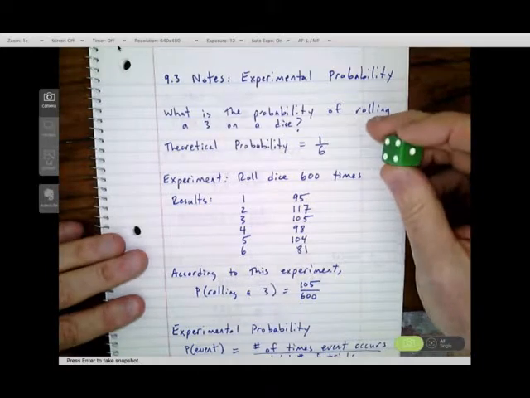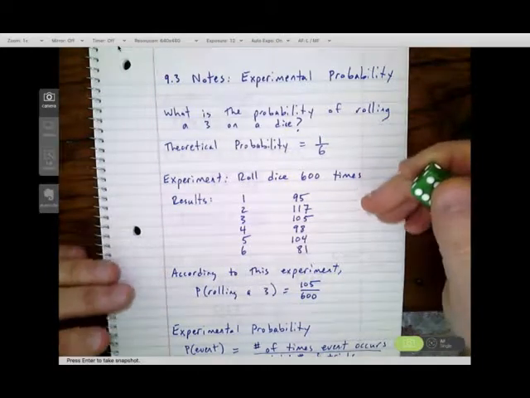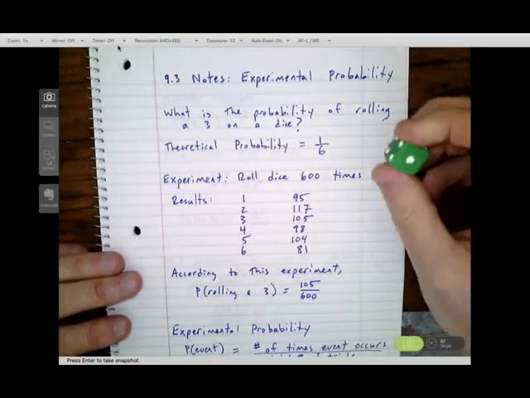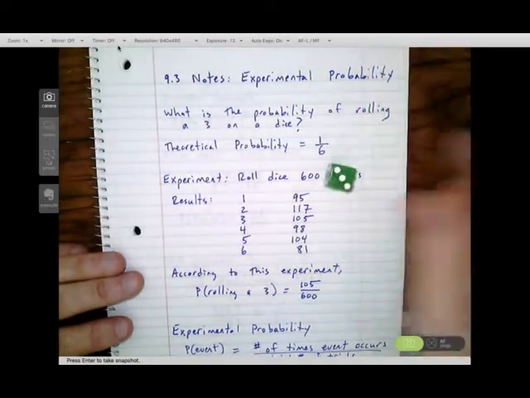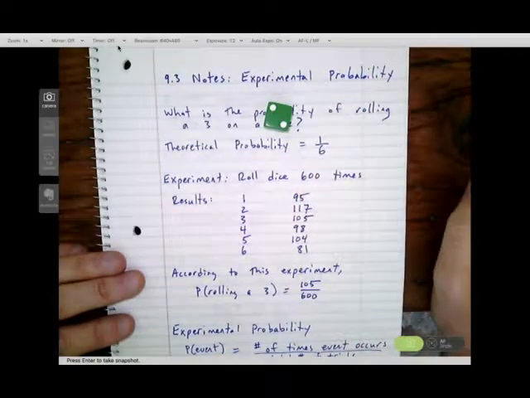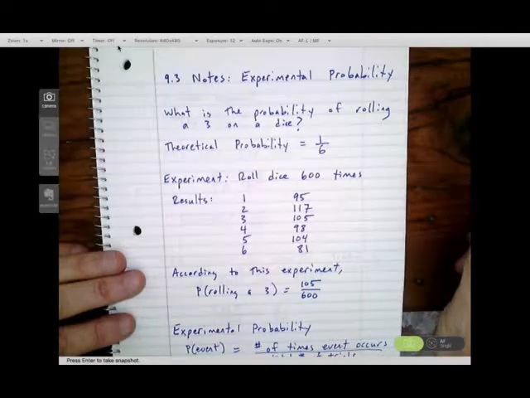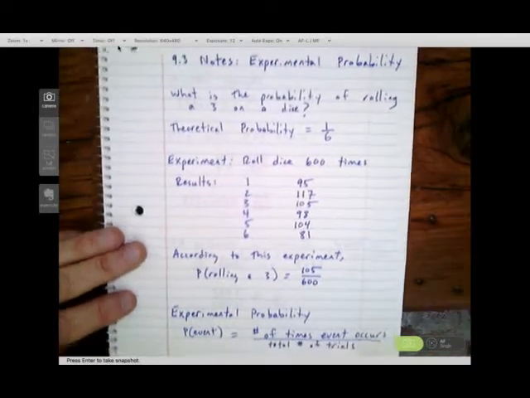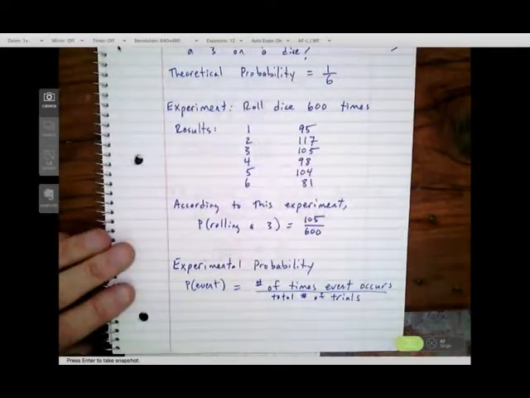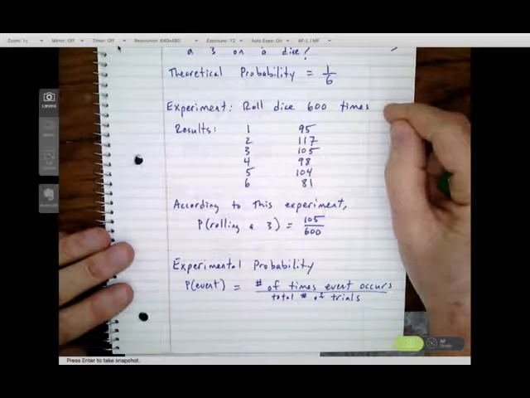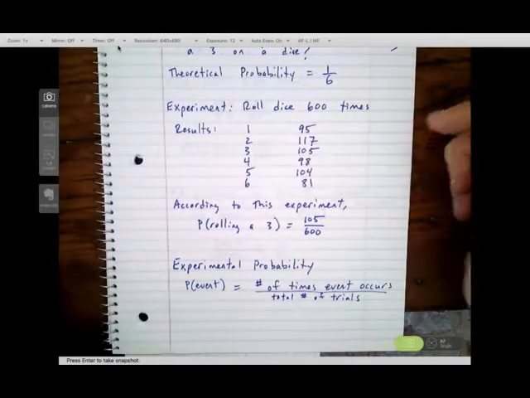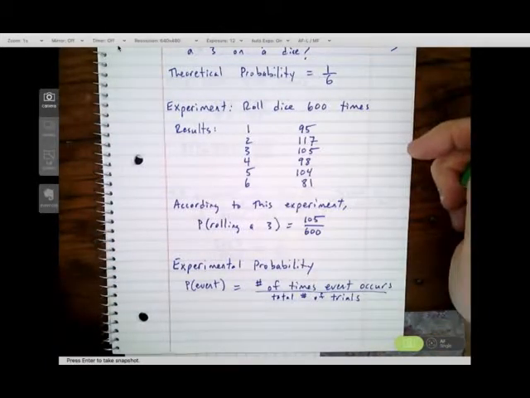But let's say you want to actually do an experiment, or you want to actually see if that's true, or if you want to test one particular dice and see if it works out to be what you would expect, which is 1/6 for rolling a 3. What you could do is a little experiment. You could roll a dice 600 times. I know that's a fair amount, but if you had some help, it wouldn't take too long.